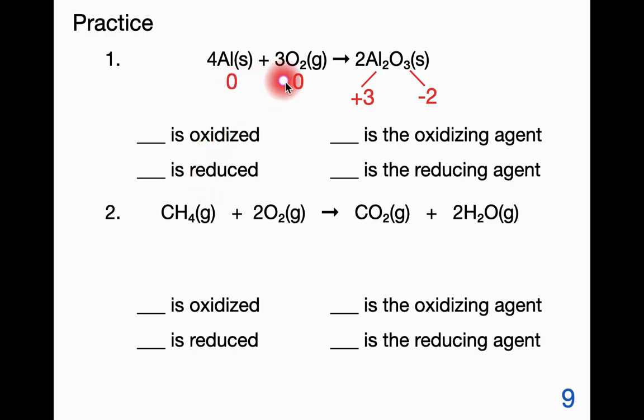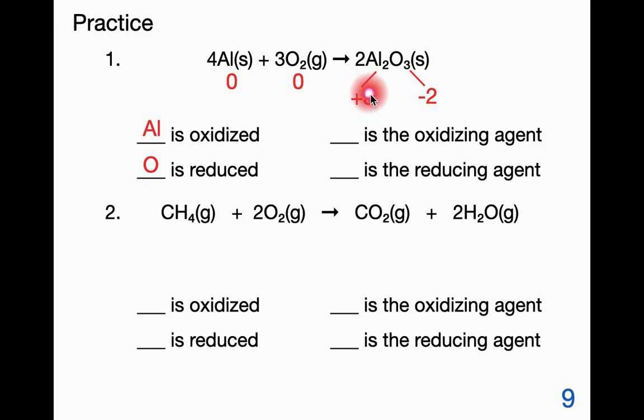So which element had an oxidation state go down? Well, it would be the oxygen. It was 0, and it became a negative 2. So the oxygen is being reduced, which means that the aluminum must be oxidized.